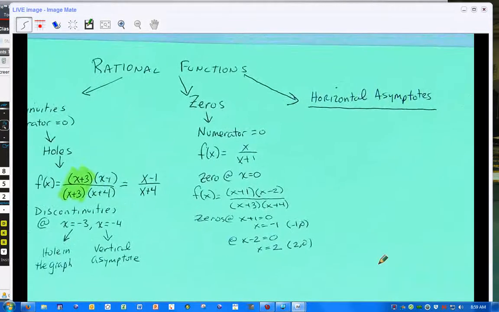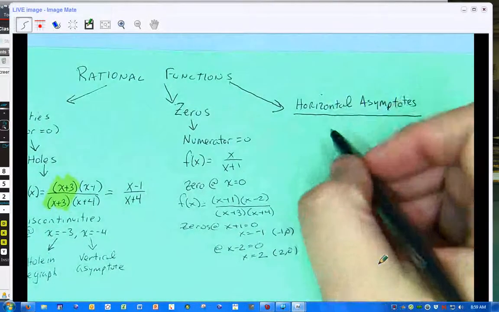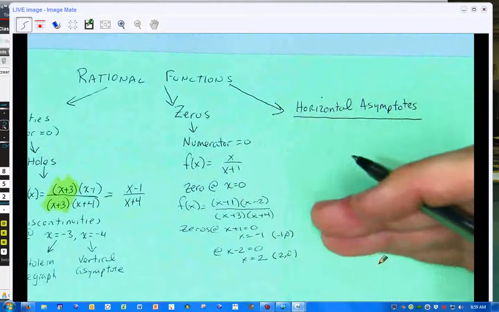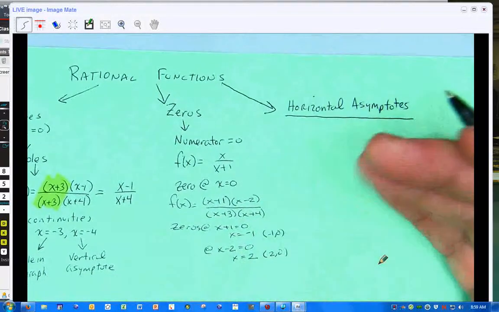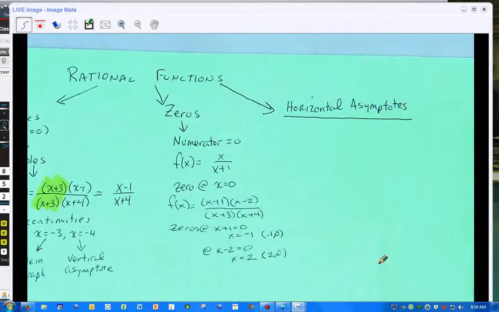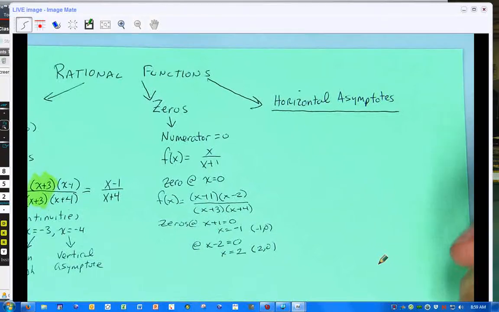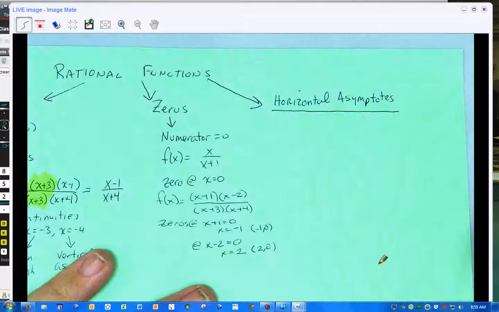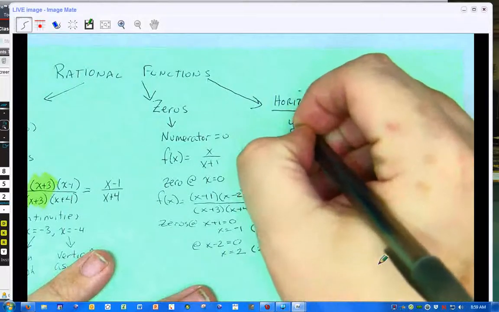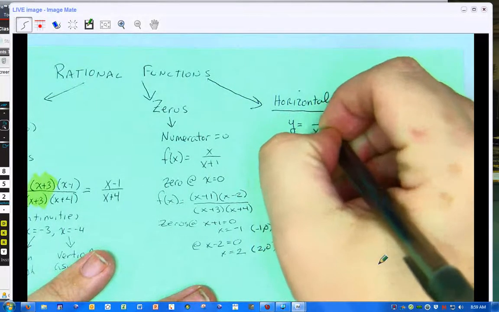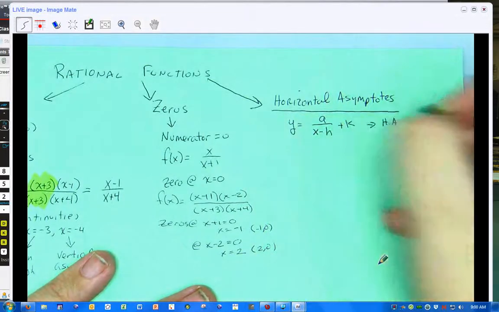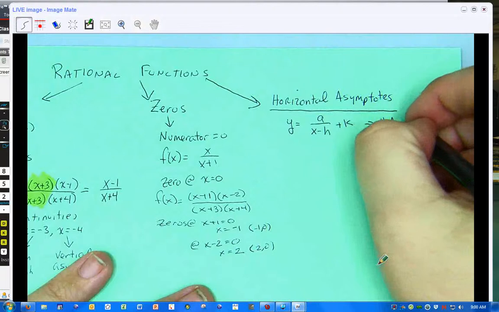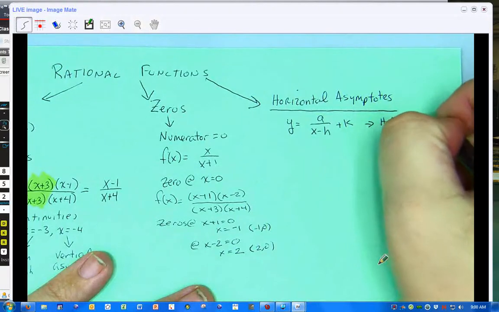The horizontal asymptote is kind of like a suggestion, but it also tells us things about end behavior of these graphs. What is the end behavior going to do for the different branches of our graphs? Now, for the horizontal asymptotes, if you have y is equal to a over x minus h plus k, the horizontal asymptote is at y equals k.